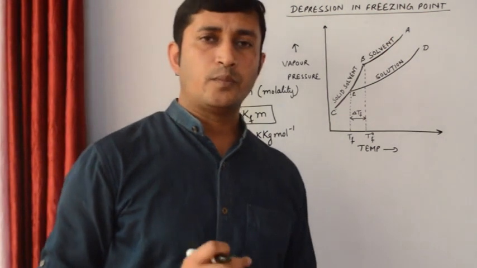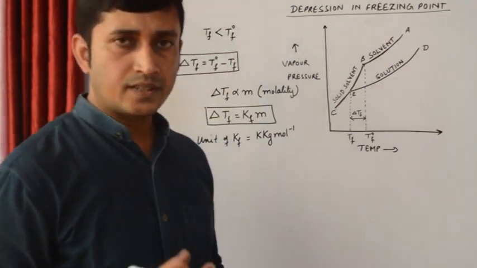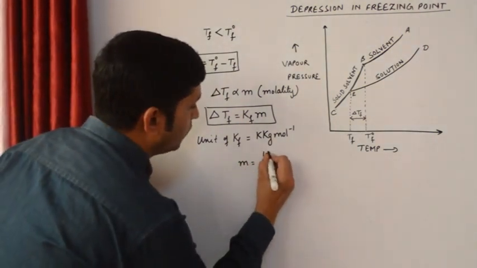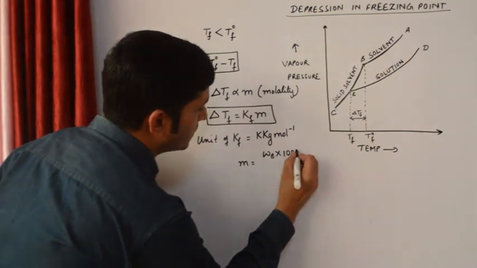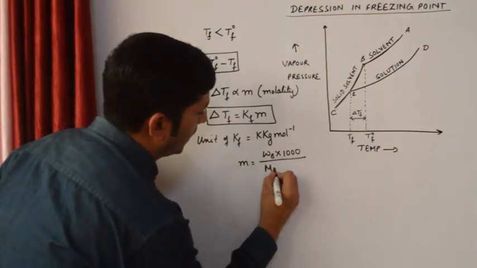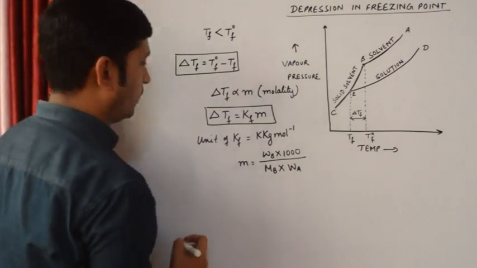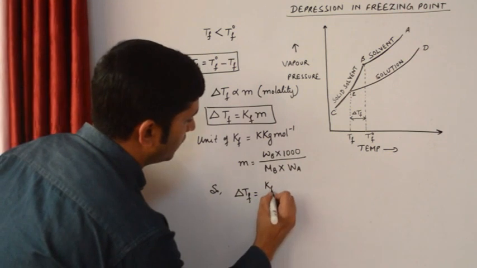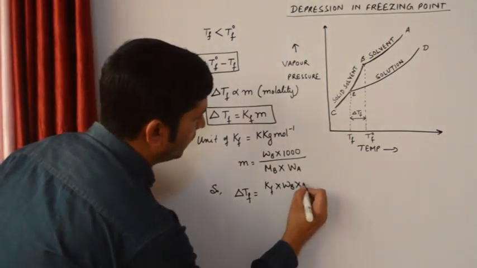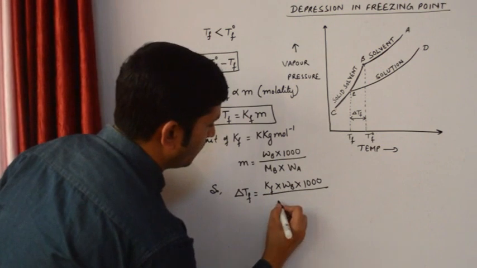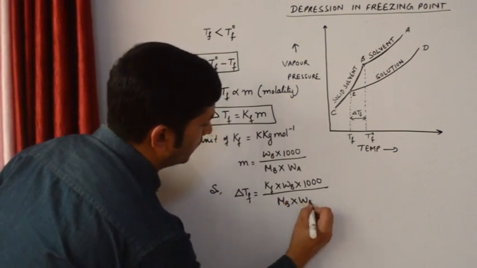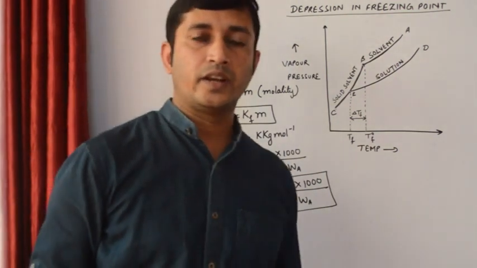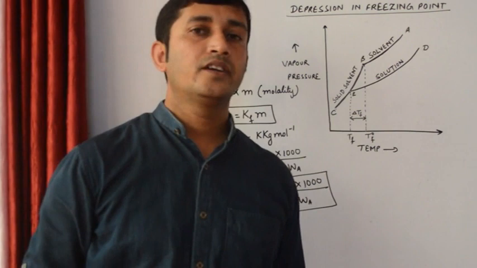Now suppose Wb gram of solute is present in Wa gram of solvent. Then its molality can be written as Wb into 1000 upon Mb into Wa. So we can write delta Tf is equal to Kf into Wb into 1000 upon Mb into Wa. Using this formula, we can easily calculate the depression in freezing point for any solution.